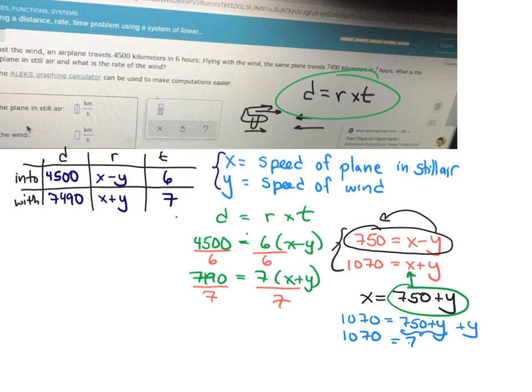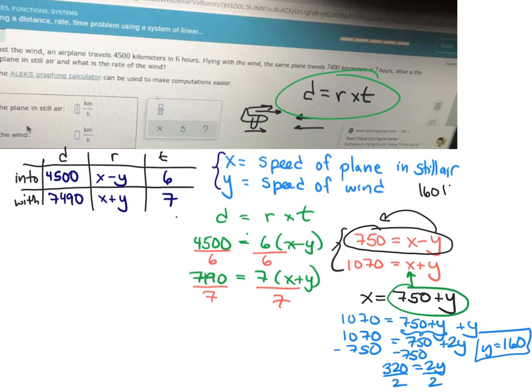I get 1070 equals 750 plus 2y. I'll subtract 750 from both sides. So 1070 minus 750 is 320. So 320 equals 2y. And divide both sides by 2. So y will be 160. So what is y? Y is the speed of the wind, because that's y. So this answer is going to be 160 kilometers per hour. And so that goes right here in my ALEKS.